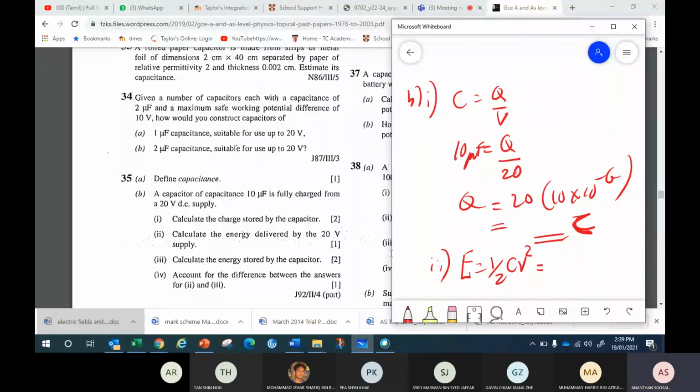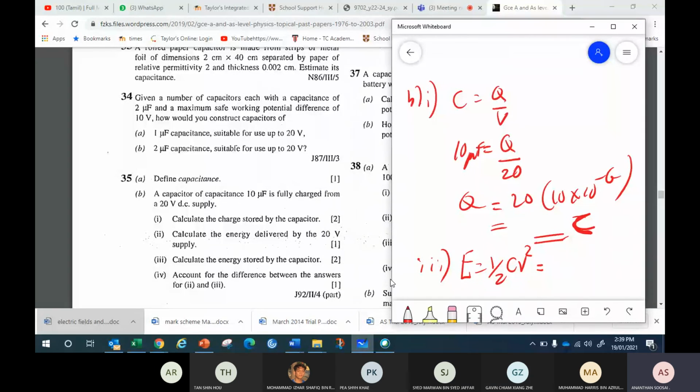But the top two, they want what? Calculate the energy delivered by the 20 volt supply. Calculate the energy delivered by the power supply. So half CV squared is the energy stored. That's the answer for part 3. I think this half CV squared is for part 3, correct? Calculate the energy stored by the capacitor. Part 3 answer is half CV squared.